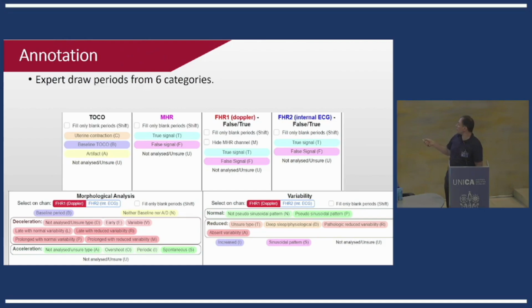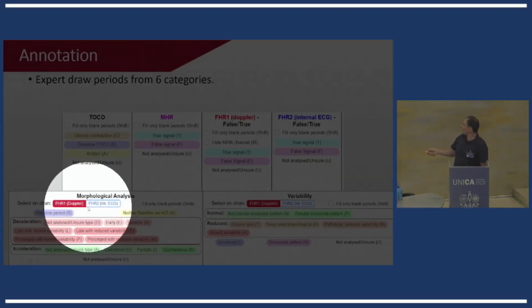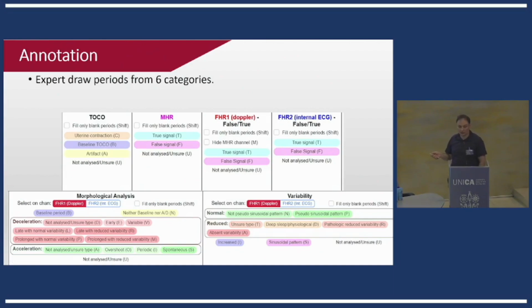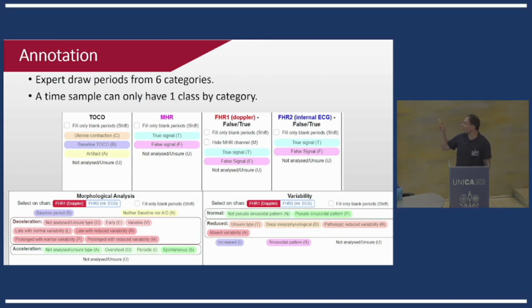Then we have to realize the morphological analysis. It consists of drawing the baseline and saying where the decelerations are and which type of deceleration. Same for accelerations. And then we analyze the variability. It can be normal, reduced, absent. There can be a sinusoidal pattern and increased variability. The idea is that on those 6 categories, a time sample can be in only one category. So it is a classification problem, but we have 6 classification problems for each time sample.